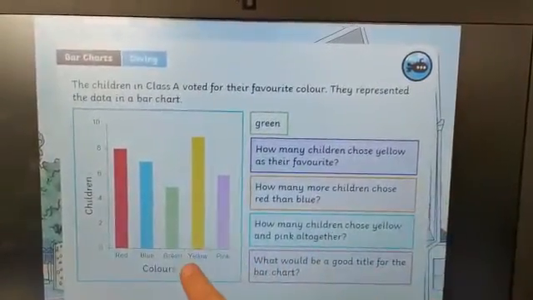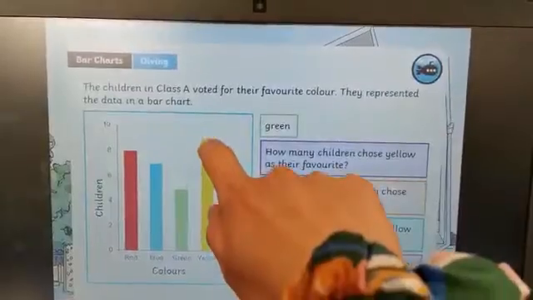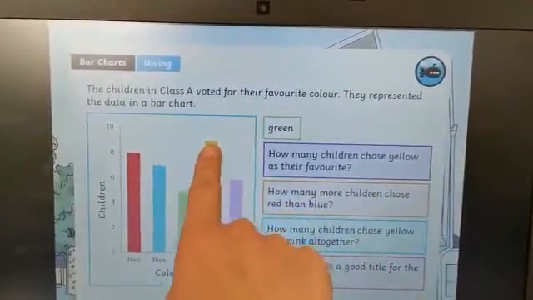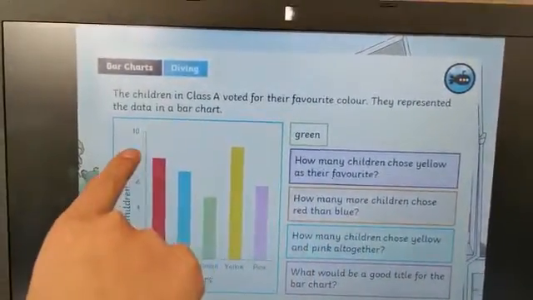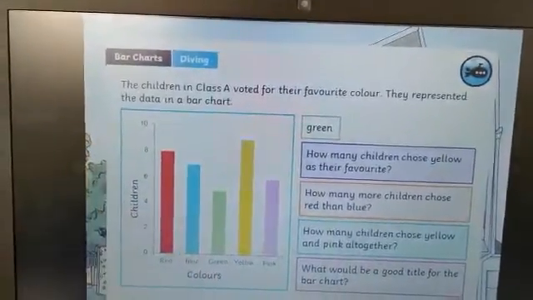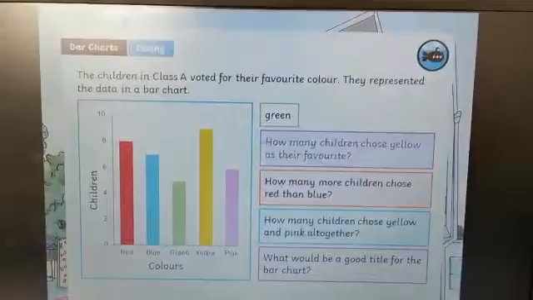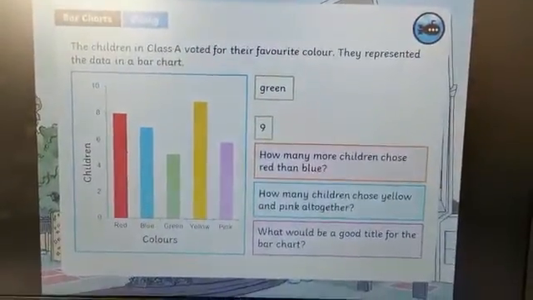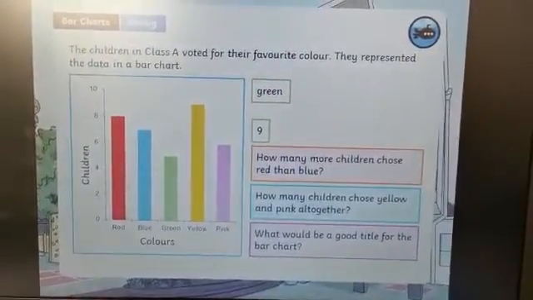How many children chose yellow as their favourite colour? And that's nice and easy again, just look at the bars. How many children? So this time I need to go along to the y-axis. It's in between 8 and 10, so that tells me it must be 9. There we go.